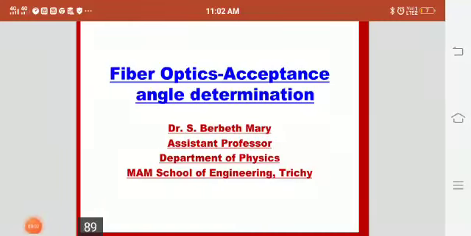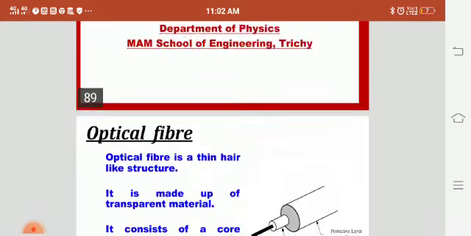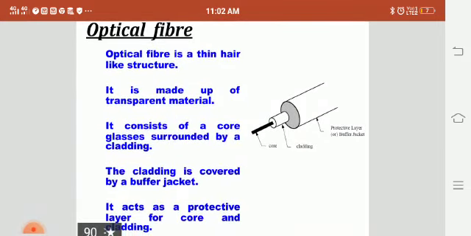Good morning to all. Today we will discuss the acceptance angle determination of an optical fiber. First we'll see what an optical fiber is. It is a thin hair-like structure which is made up of a transparent material.